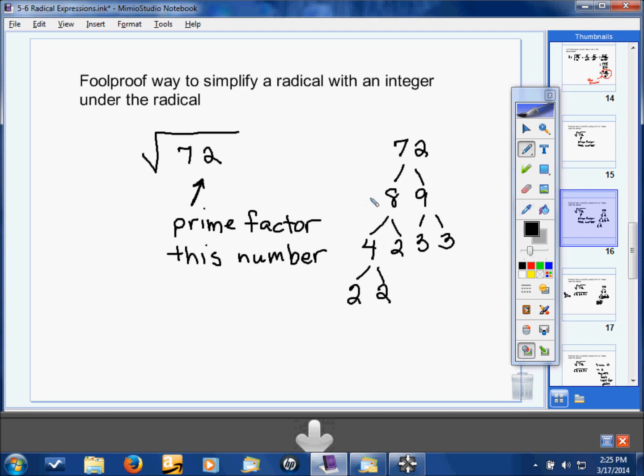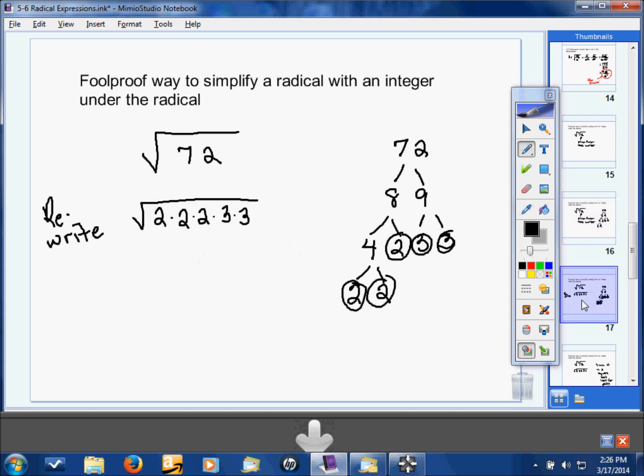It's coming back because I wanted to give you a foolproof way. So in other words, it will always come out right. Even if you decided to break it down in a different way, even if you didn't see 8 times 9, if you saw 2 times 36, it will still work. So, we have this, and what we want to do is rewrite 72 as 2 times 2 times 2 times 3 times 3.